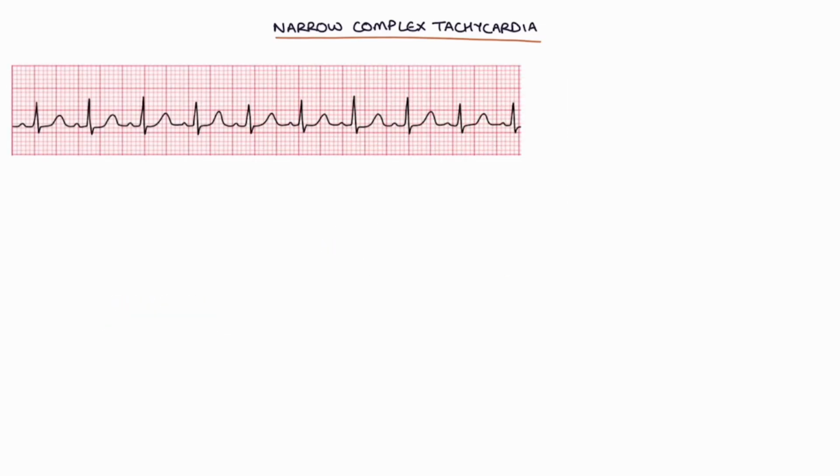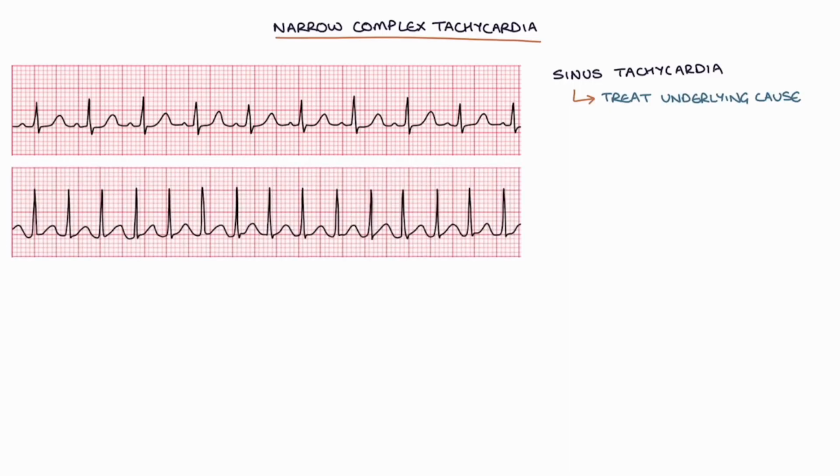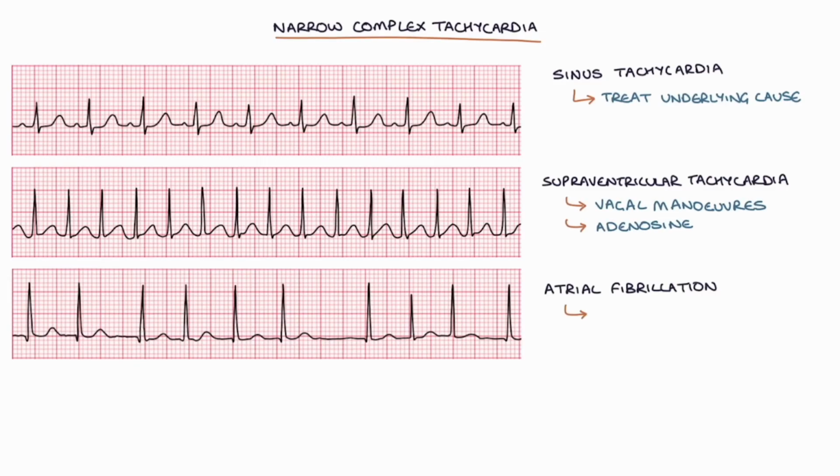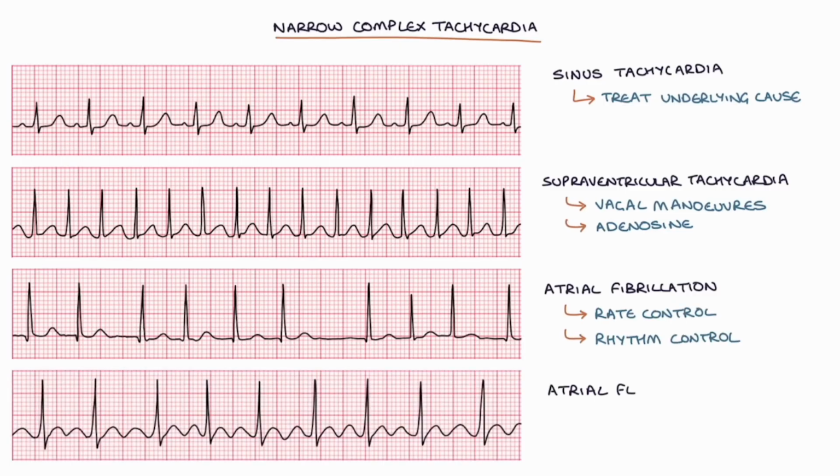There are 4 main differentials of a narrow complex tachycardia. Sinus tachycardia, and the treatment of this focuses on the underlying cause. Supraventricular tachycardia, which is treated with vagal maneuvers and adenosine. Atrial fibrillation, which is treated with rate control or rhythm control. And atrial flutter, which is treated with rate control or rhythm control, similar to atrial fibrillation. And we'll talk in more detail about atrial flutter later.